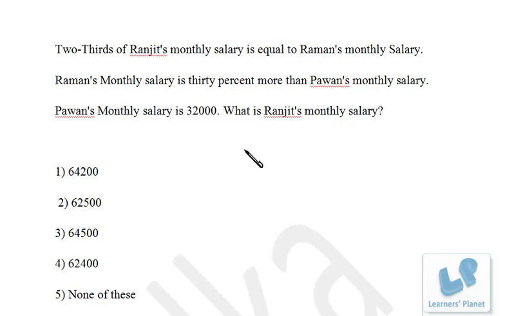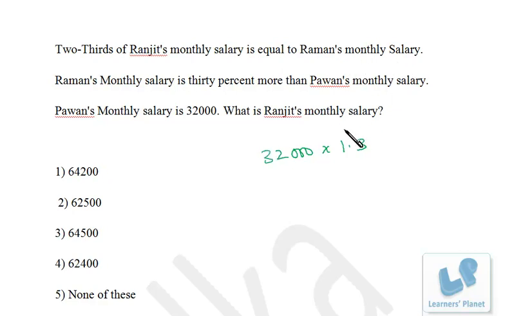A very simple problem, friends. Raman's monthly salary is 30% more than Pawan's salary. Now Pawan's salary is 32,000. That means Raman's salary will be 130% of this. That is 30% more. So we can say 130%, or that is 1.3. Right? So that is the salary of Raman. Do not multiply it. After that, 2/3 of Ranjit's monthly salary is equal to Raman's monthly salary.